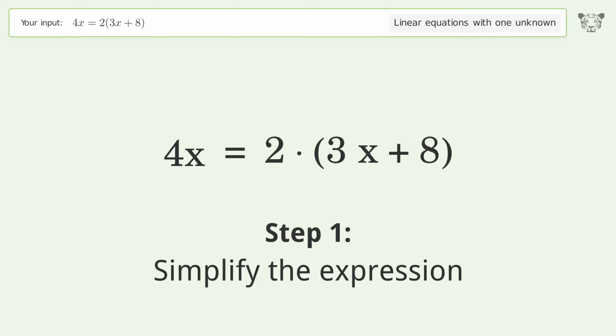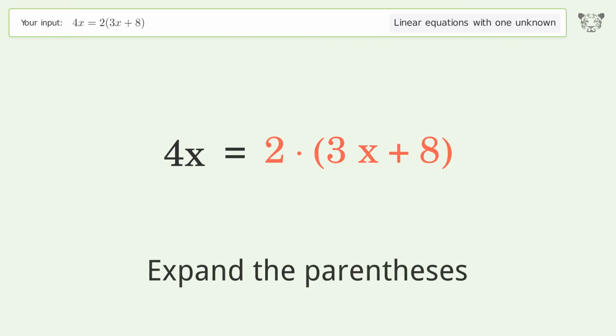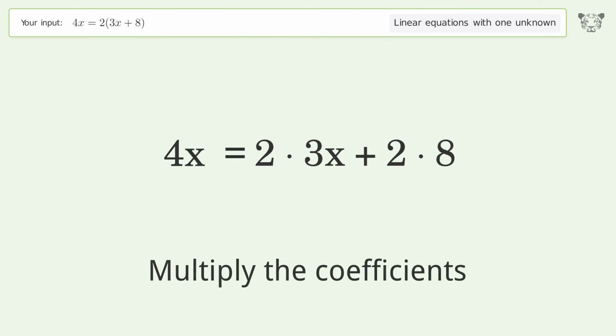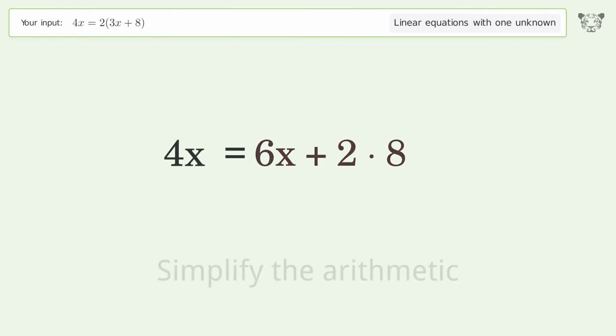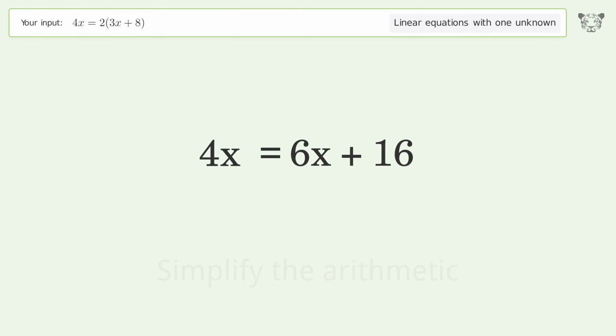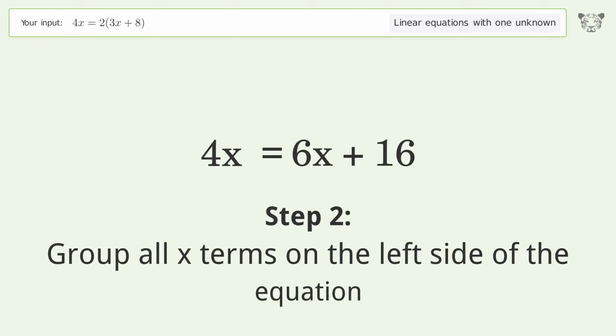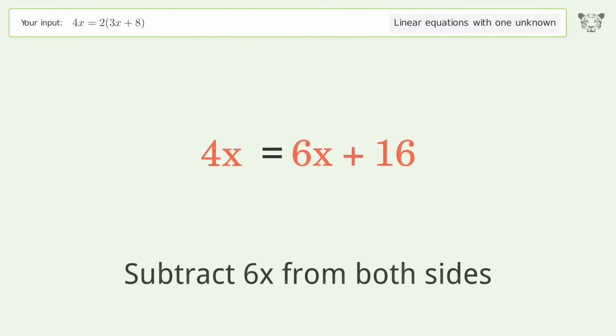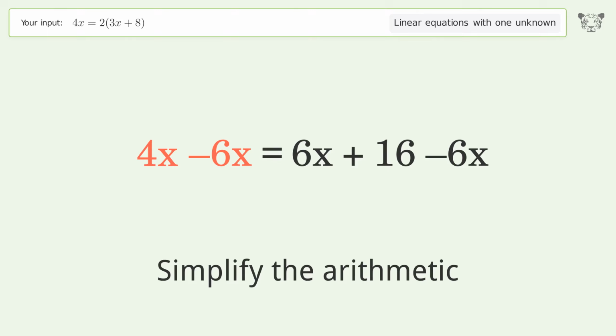Simplify the expression. Expand the parentheses. Multiply the coefficients. Simplify the arithmetic. Group all x terms on the left side of the equation. Subtract 6x from both sides. Simplify the arithmetic.